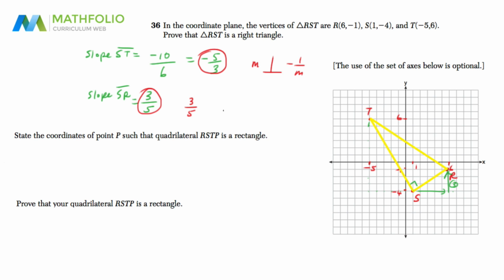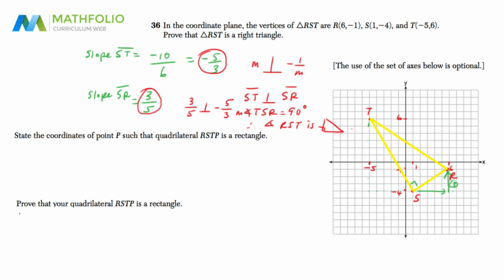3/5, the reciprocal is 5/3, and negate it. So that's exactly the situation that we've got. So therefore, ST is perpendicular to SR. So the measure of angle TSR equals 90 degrees. Therefore, triangle RST is a right triangle. And we just proved it.